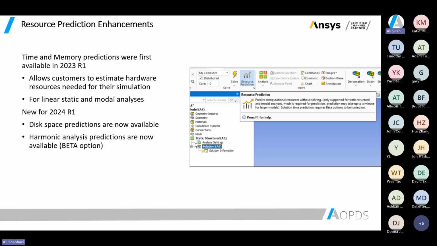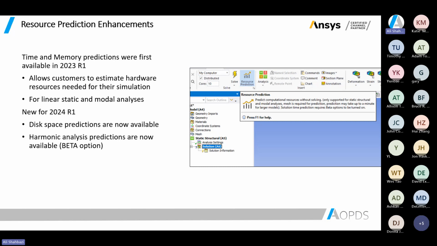So one new feature for 2024 R1 is that disk space prediction is now available, so you can check before running a harmonic analysis. In this case, it's a beta version, but that beta version is available. Just make sure that any beta version you may want to use is activated. That needs to happen at the Workbench level. I think by default, the beta features are off.